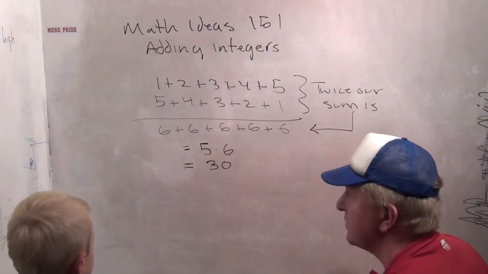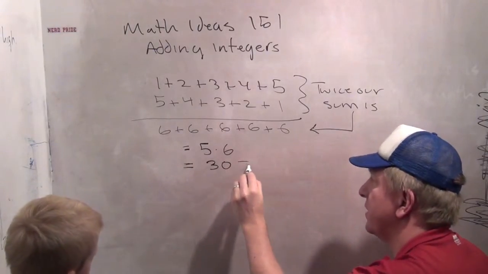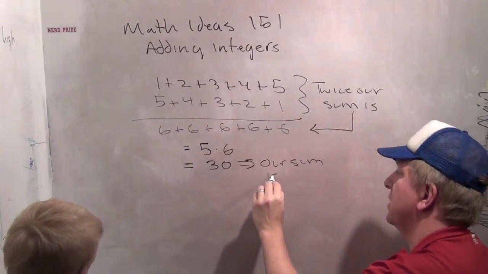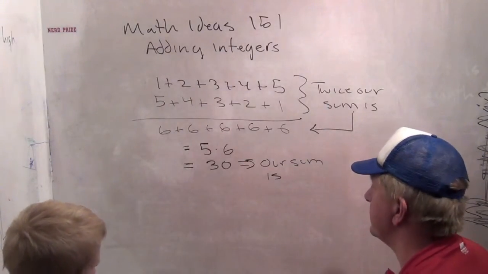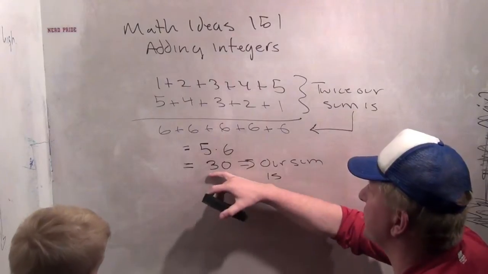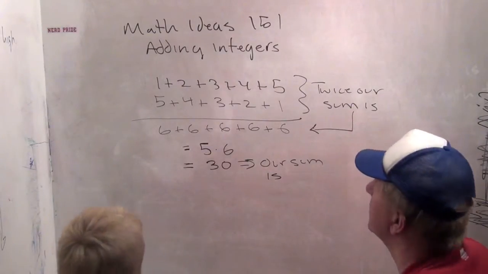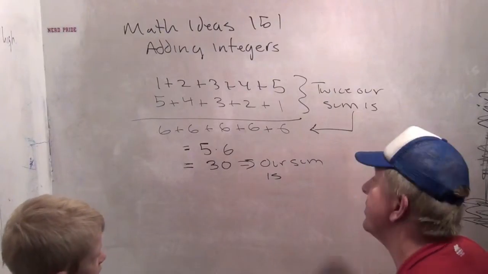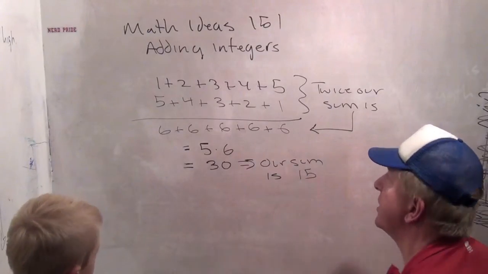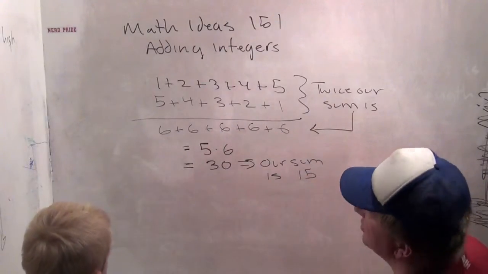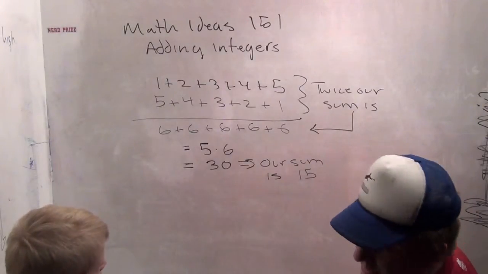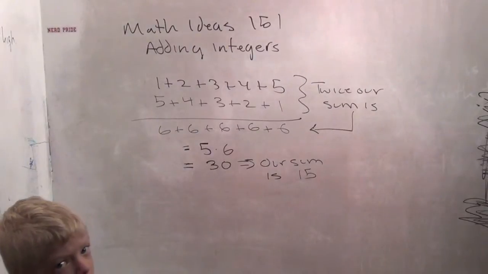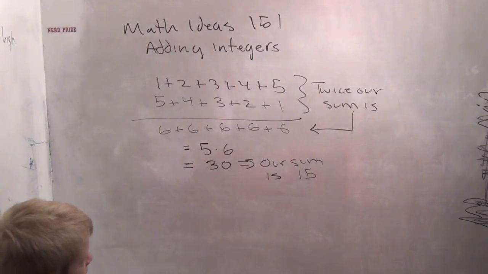Now that's 2 times what we want, so our sum is what? Well, remember, 30 is twice what we're looking for. So 2 times what number is 30? 15. Very good. So this is a quick way to do it. Now you might say, for 1 plus 2 plus 3 plus 4 plus 5, that's no big deal. That's all pretty easy, right?